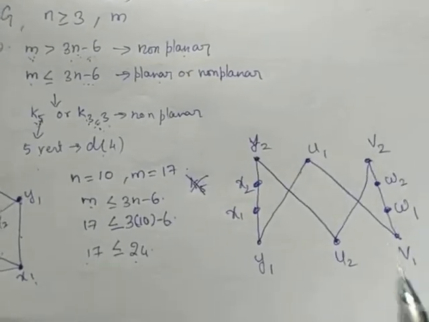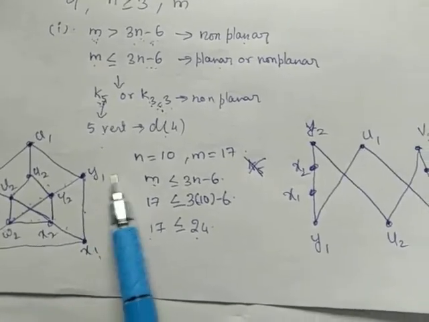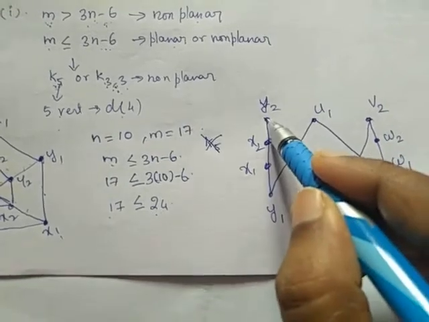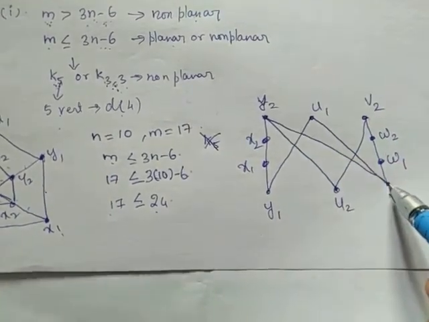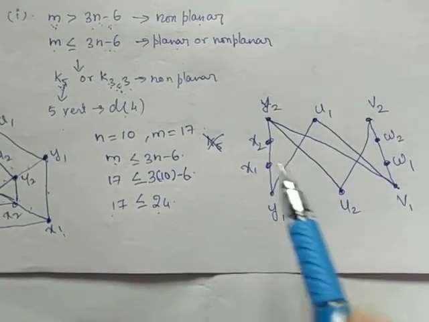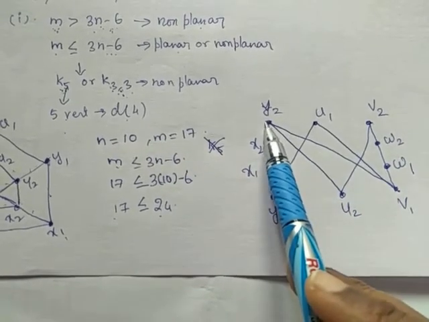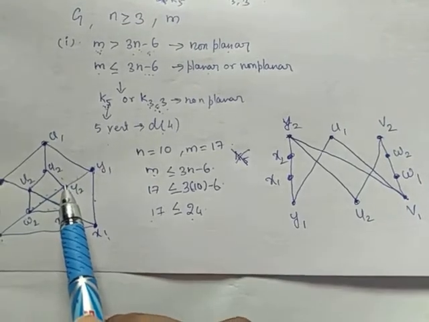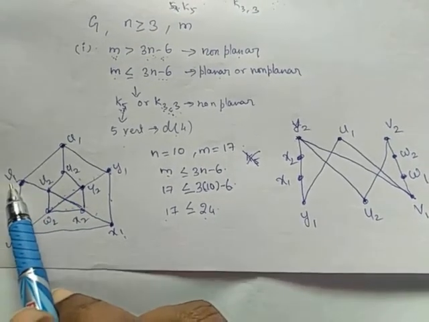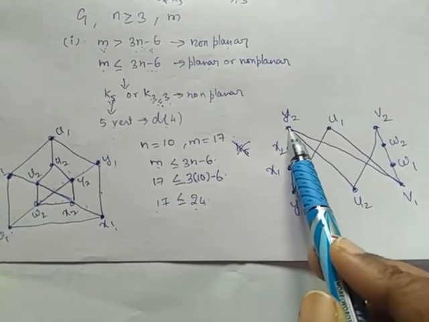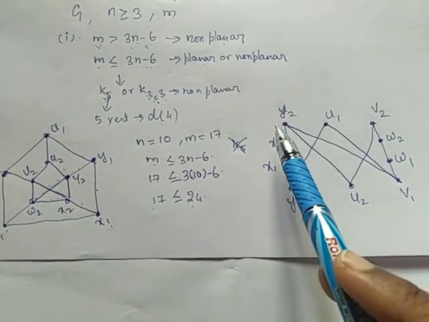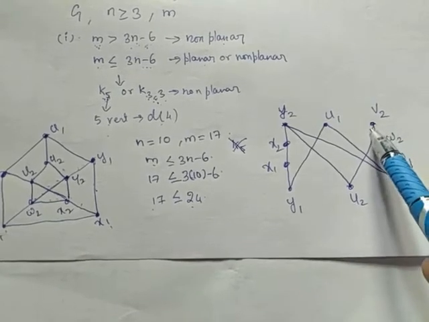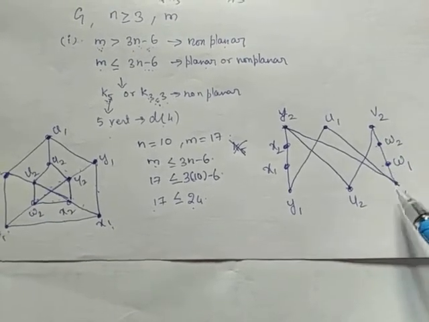So if we see this, here I have connected Y2 to W2. See here, Y2 is not connected to V1 directly, but here we have Y2, U2, V2, W2, W1, Y1.